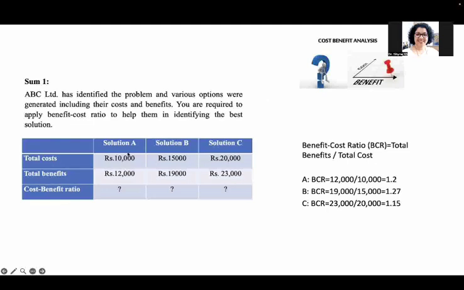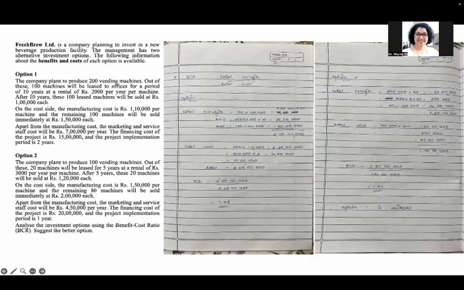Here in this case, solution A, solution B, solution C, three solutions are there. They have already given the cost and benefit. So the BCR is 1.2, 1.27 and 1.15 accordingly. Here 1.27 is the highest BCR ratio. So we have to go ahead with solution B. Why? Because this particular solution gives the maximum benefit. So we have to analyze a particular problem in a detailed way.